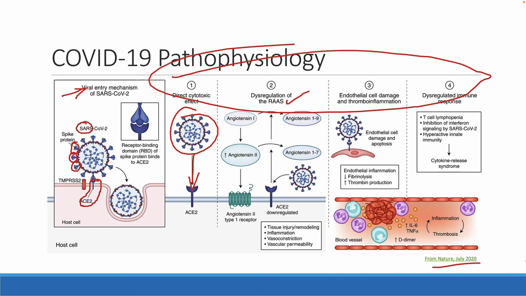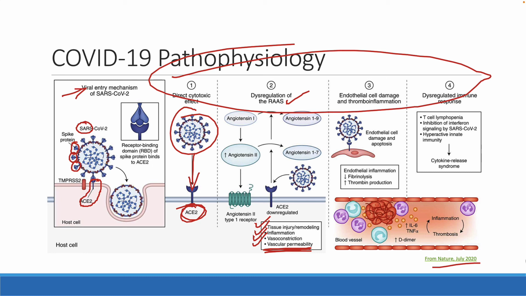Then there's also dysregulation of the renin-angiotensin-aldosterone system. Does that make sense? Well, yeah, it makes sense because it's part of the angiotensin converting enzyme 2 receptor, that is part of this renin-angiotensin-aldosterone system. And so there is tissue remodeling, inflammation, vasoconstriction, and vascular permeability, which is critically important because we know that they develop this ARDS-like lung condition where there is this fluid that leaks out of the interstitium and causes problems with oxygenation.